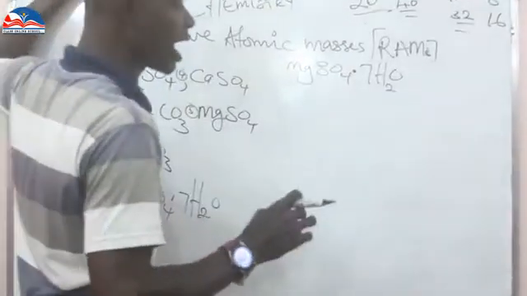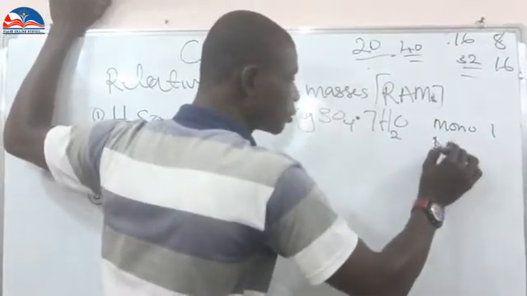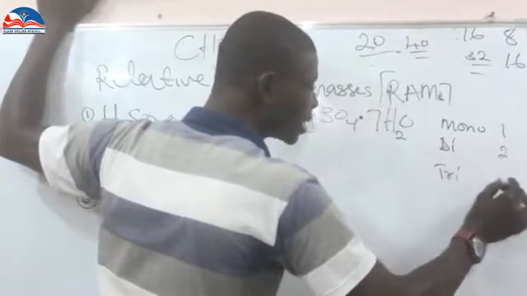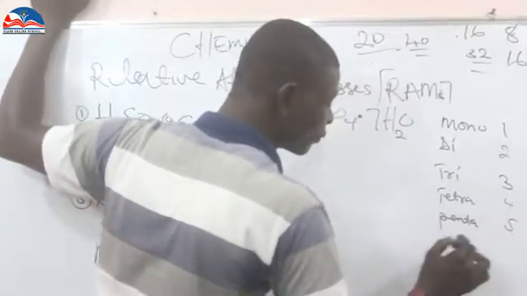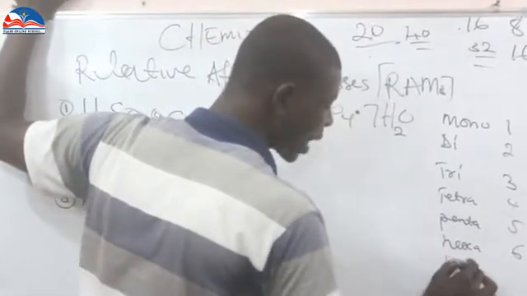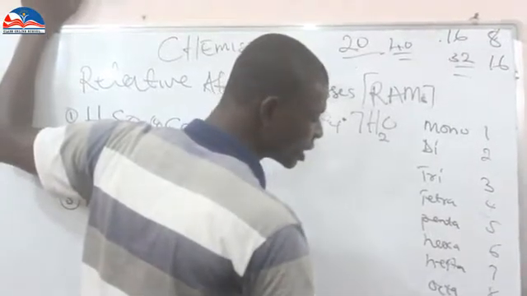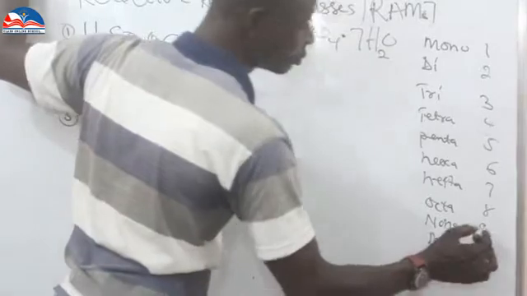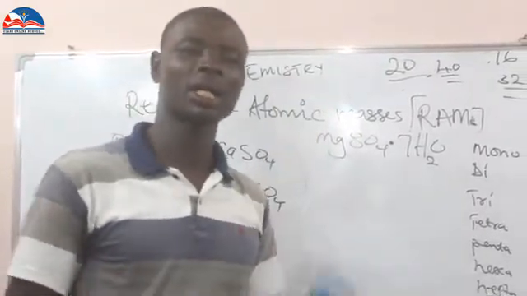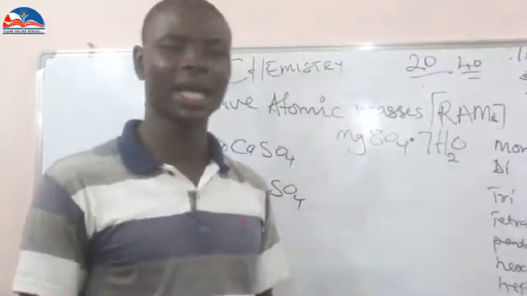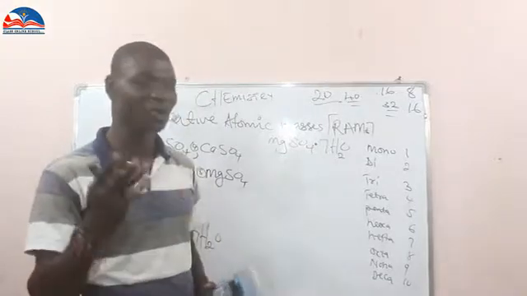In chemistry, we have what we call mono, which is 1, di, which is 2, tri, which is 3, tetra, which is 4, penta, which is 5, hexa, which is 6, hepta, which is 7, octa, which is 8, nona, which is 9, deca, which is 10. When I proceed, I can call it monodeca, duodeca, trideca, tetradeca, and so on and so forth.